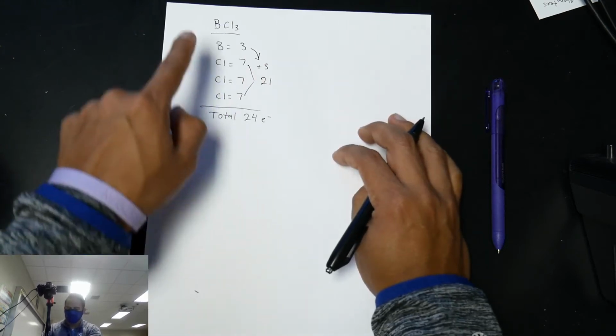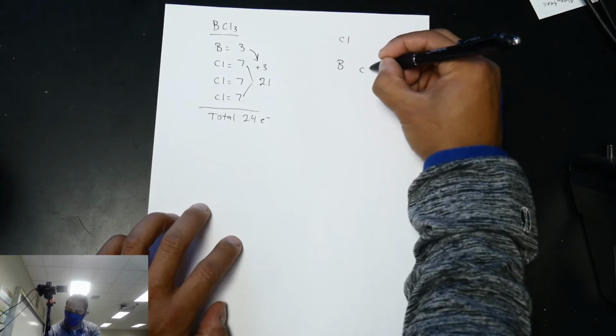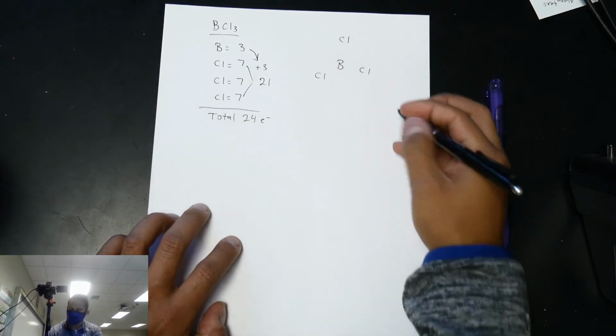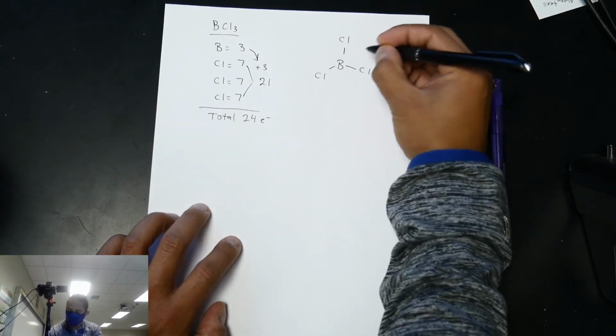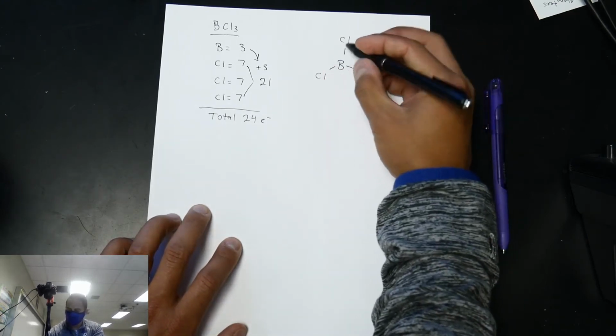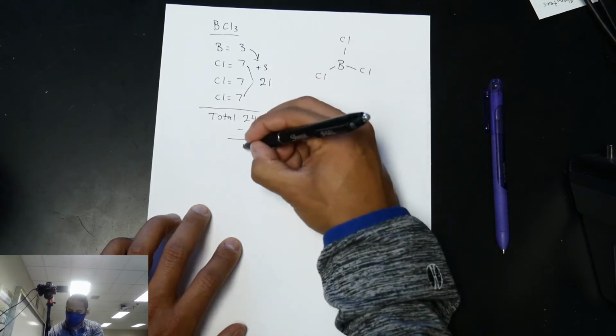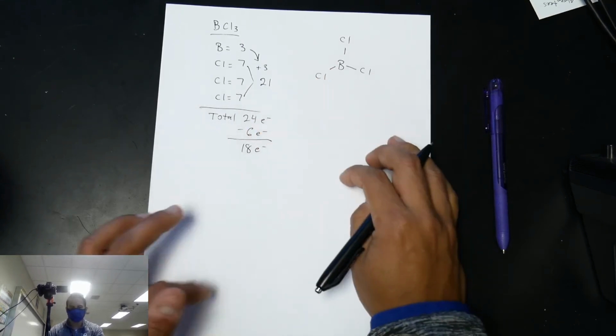Okay? So to draw our molecule, we'll put our boron in the middle, take our 3 chlorines, put them around the boron, connect them all up with single bonds, so 1, 2, 3. So we've used 6 electrons to bond so far, so 2, 4, 6. So subtract that from our total. That means we have 18 electrons left.